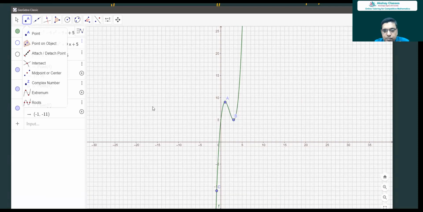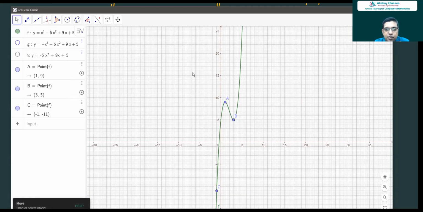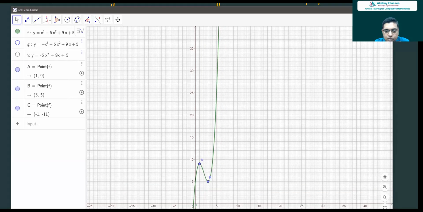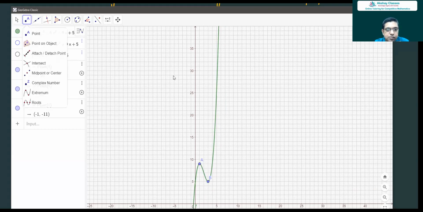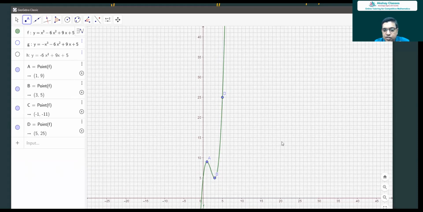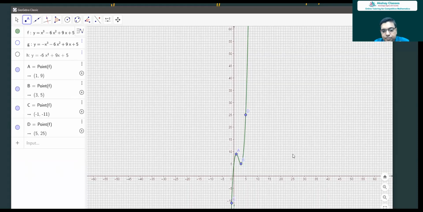What is the value we got? 25. For x equal to 5, we got 25. So that's how the graph looks.